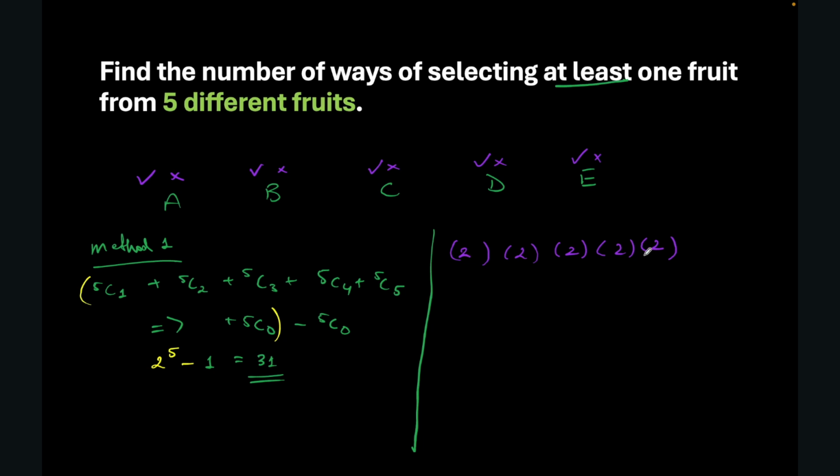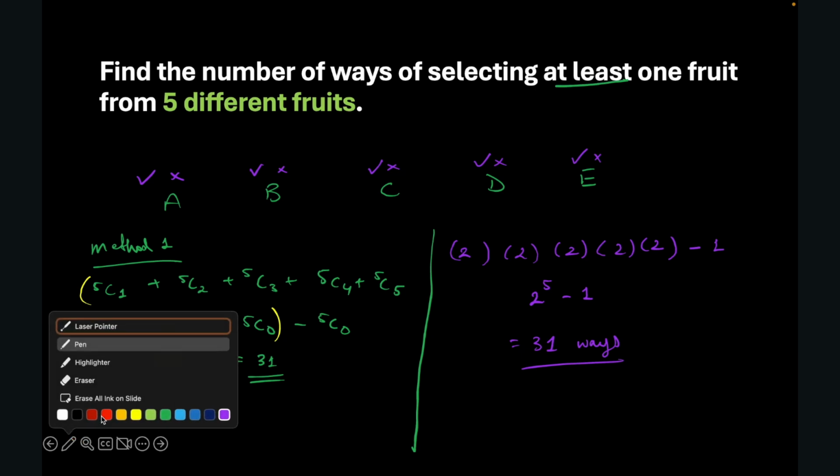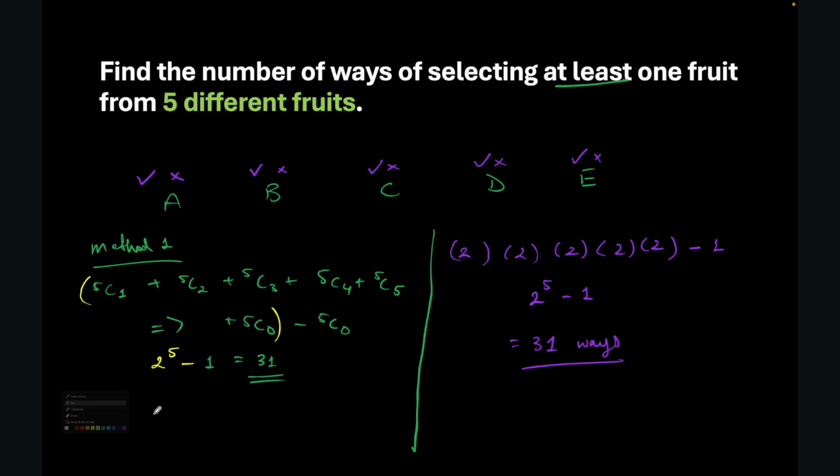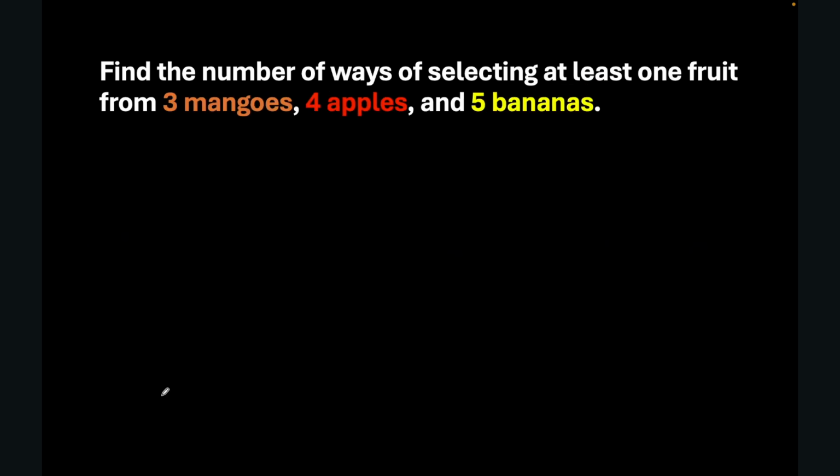Now, there's an issue with this. There's one option where all of them are rejected, so we have to remove that option. If you notice, this is the same thing as 2 raised to the power 5 minus 1. I hope that makes sense. Again, we get 31 ways as our final answer. So this was probably the easiest of the easiest. Let's take a look at a slightly trickier one.